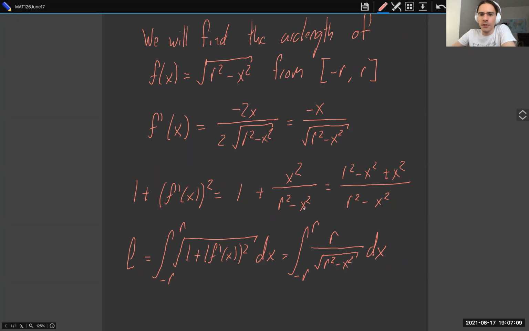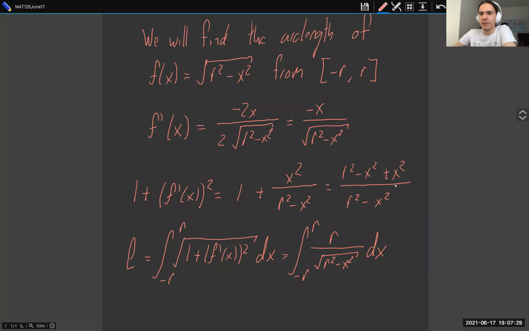And so how did I do this? Well, I brought it to a common denominator. So I had to multiply top and bottom of 1 by r squared minus x squared. I got r squared minus x squared divided by r squared minus x squared. And then I have a plus x squared divided by r squared minus x squared. And so overall, that just gives me r squared divided by r squared minus x squared, right?